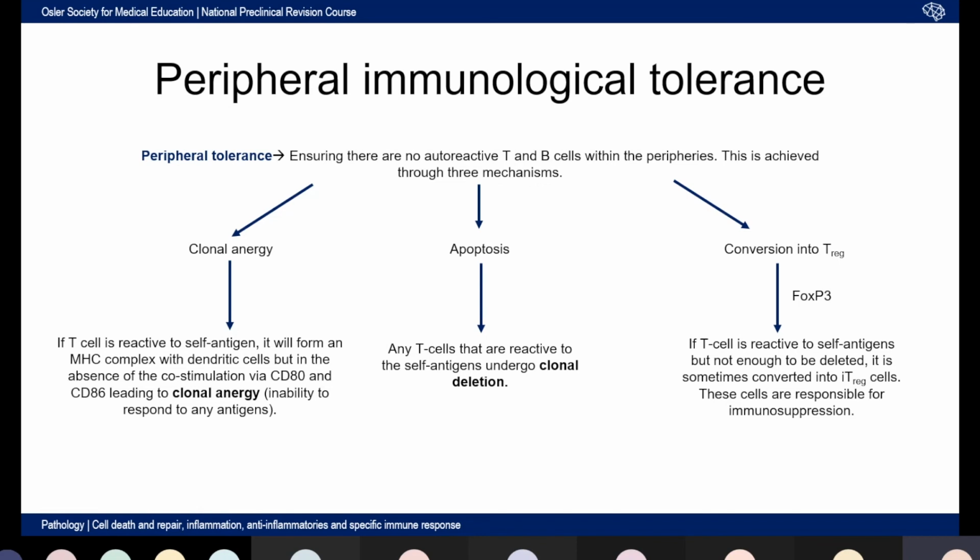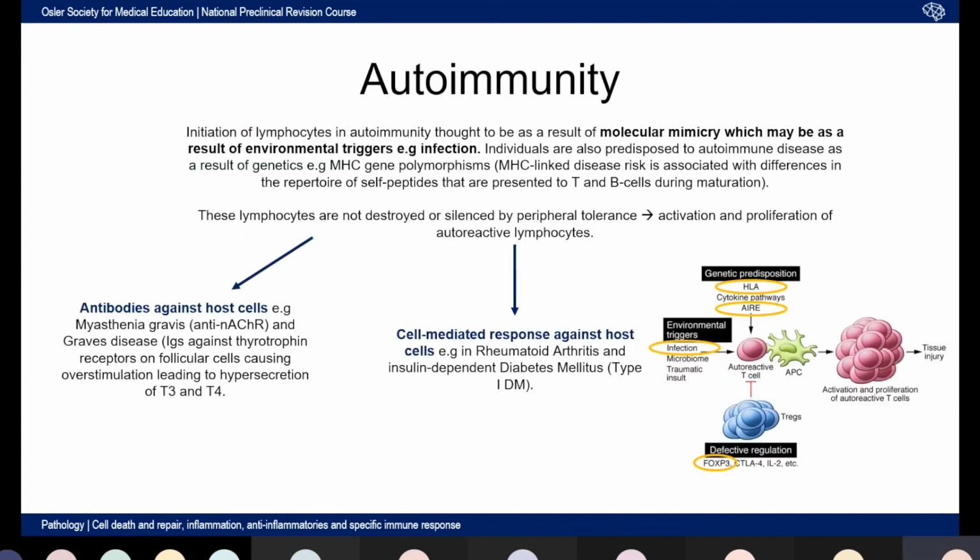And so Tregs are really important, because without Tregs you're not going to have peripheral tolerance. And that's mediated by this thing called FOXP3. It's a gene that basically allows for Treg conversion. And without it, it causes massive immune diseases, so autoimmune diseases, which is not ideal. Okay, the last one we're going to talk about is autoimmunity.